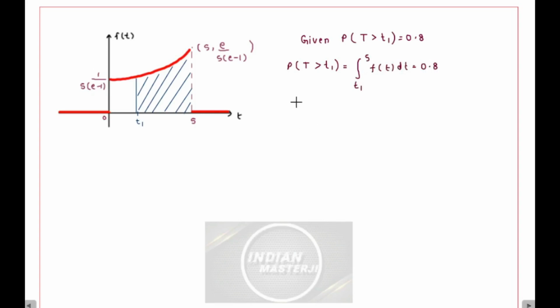Correct? So let's try to find out this particular integration here. So I am integrating f of t. What is f of t of mine? f of t is k times e raised to 0.2 t dt. Okay, and this value is equal to 0.8, not 1.